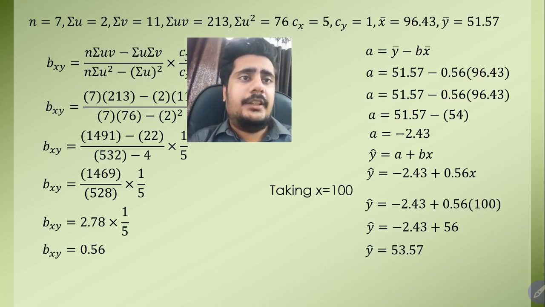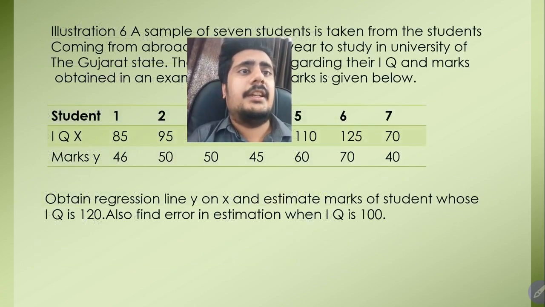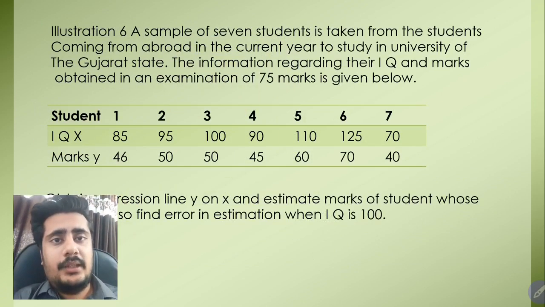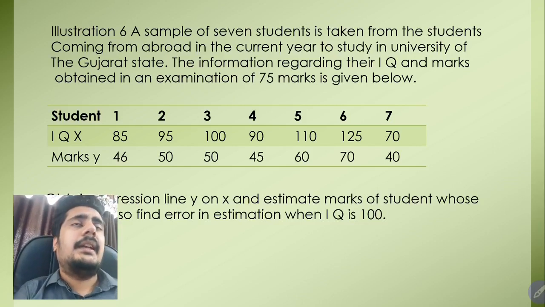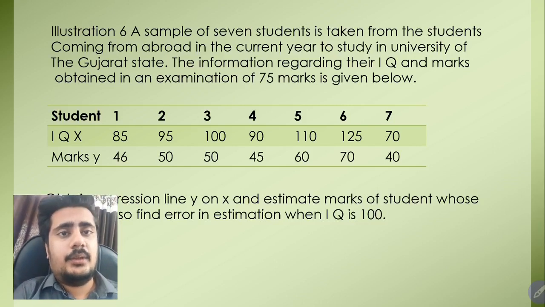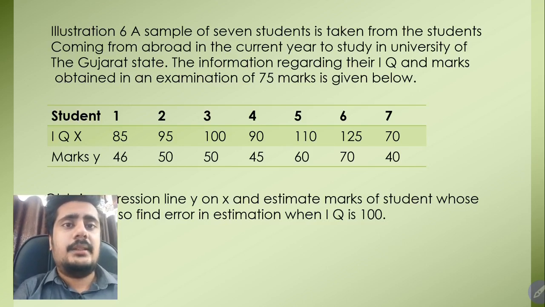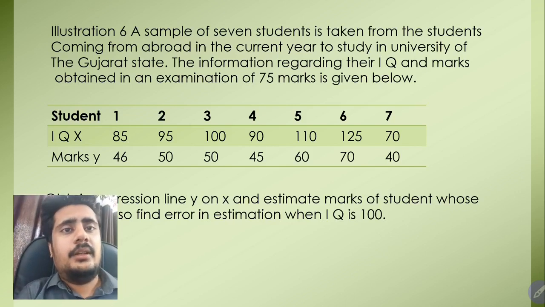Then we will find, okay, next, what is our next question? Our next question is to find the error when IQ is 100. So when IQ is 100, you have to find the error. You know what is error? Turn the pages and find what is error. Error is actual minus estimate. What is actual? I told you that actual will always be in the question. So they have told you to find the error when IQ is 100.